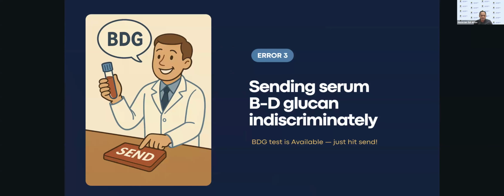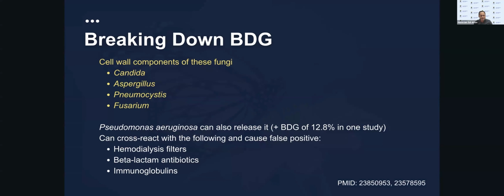So what is tip number 3? Let's delve further into this non-culture method like serum BDG. We should not send serum BDG indiscriminately. Okay, so let's break down what BDG is. BDG is a cell wall component of these fungi: Candida, Aspergillus, Pneumocystis, and Fusarium. And you must understand that some bacteremia, bacterial BSI, can also cause false positive BDG. Like in this study published in Japan, the positivity rate was 12.8%. Wow.